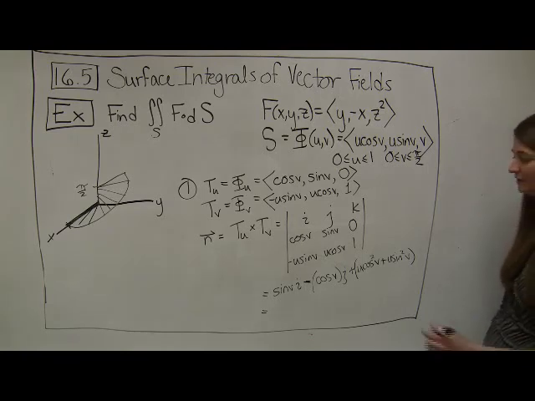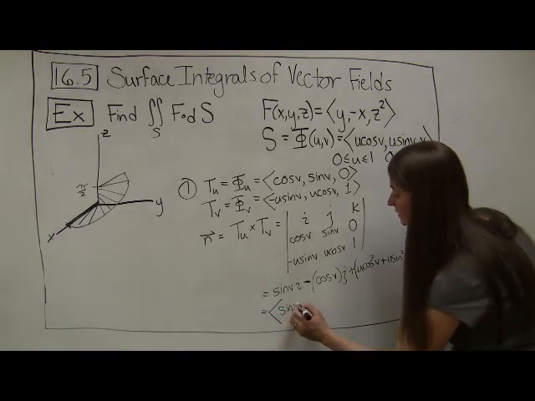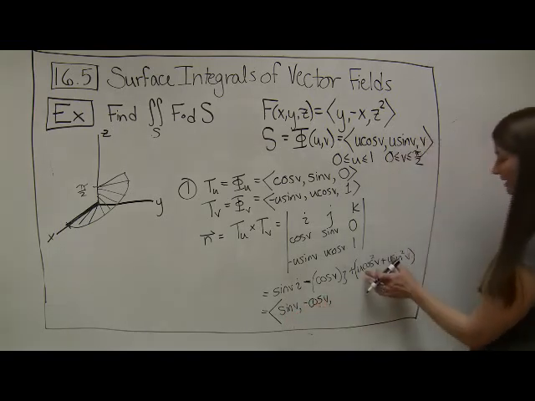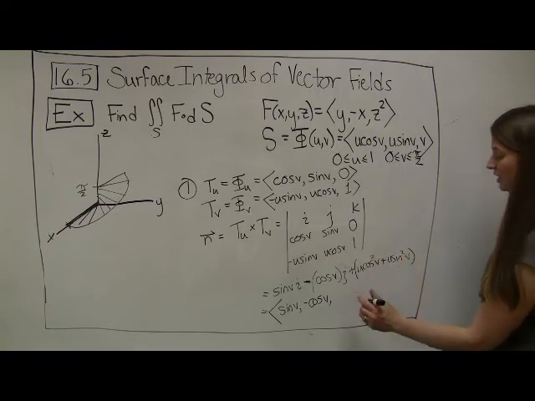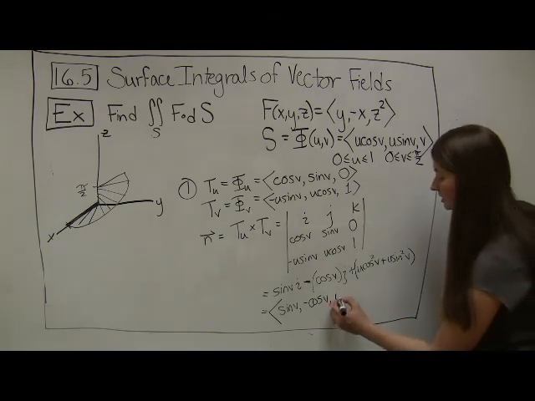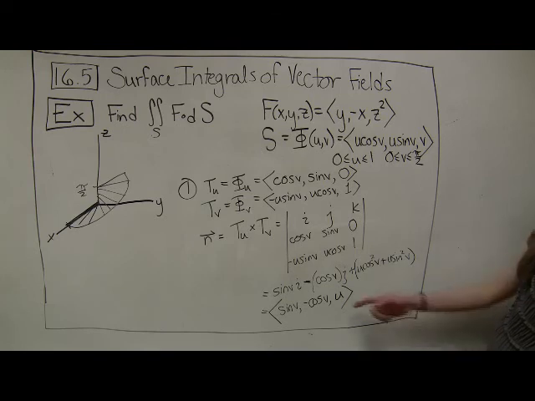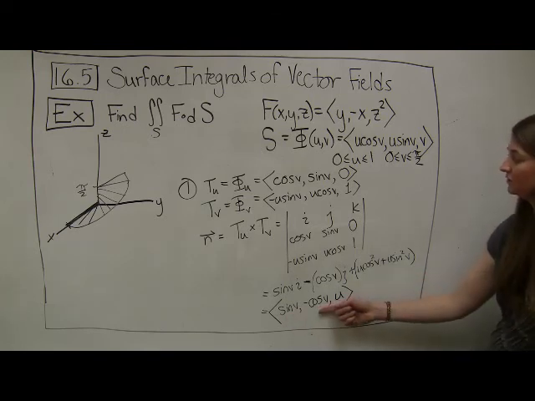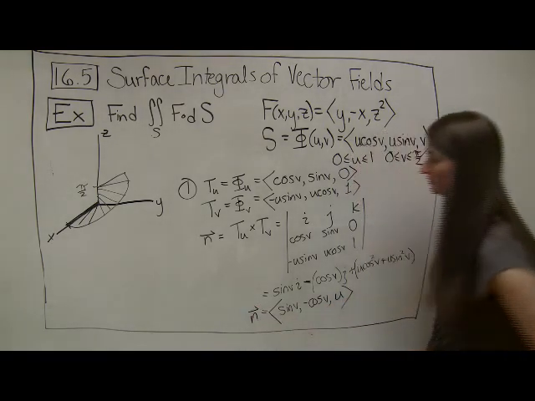So what does this simplify into? It looks like this becomes sine of v, negative cosine of v, and I can factor out this u and get just cosine squared v plus sine squared v, which is 1. So I just get u in the final component. So now that I found my normal vector, that was step 1. This is my normal vector.